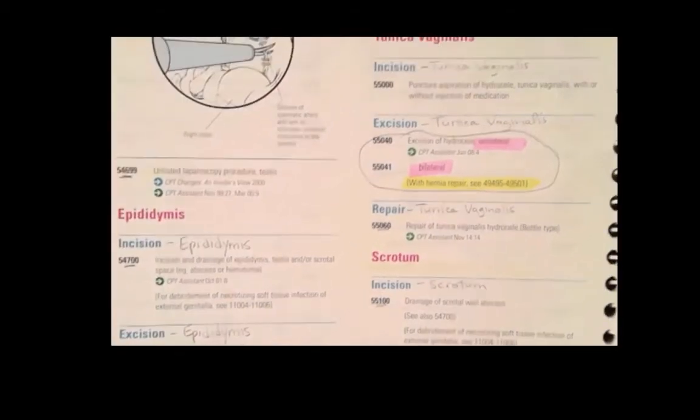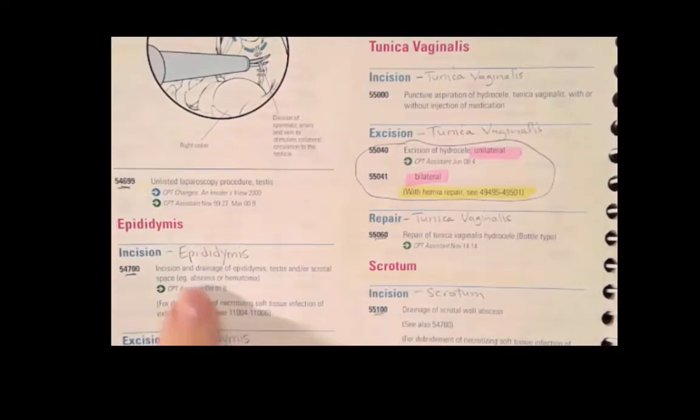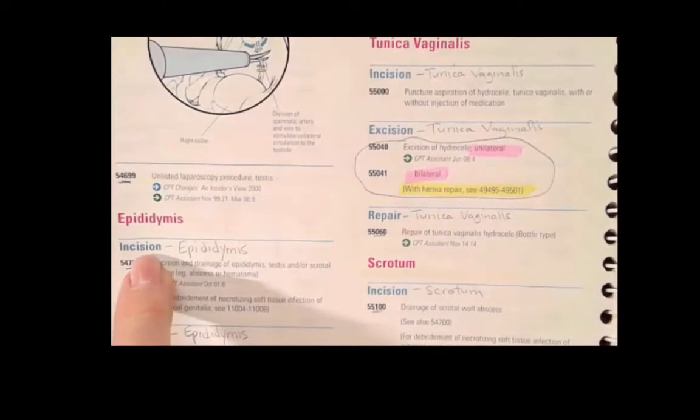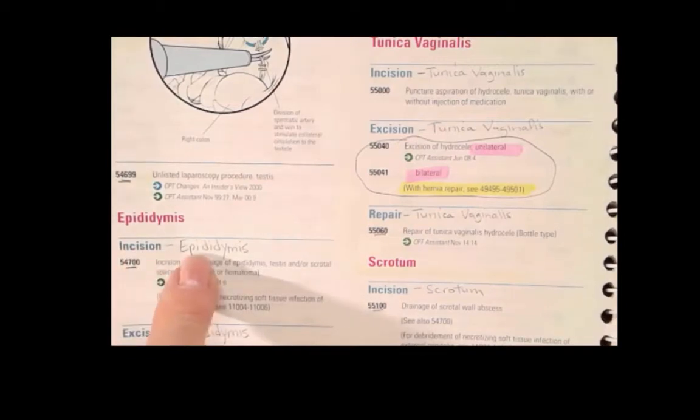I think it's important when you've got several parts of the system, in this case the male genital system, on the same page, that you make a point of writing beside each procedure which part of the body you're talking about. So under epididymis, incision, epididymis, excision, epididymis.